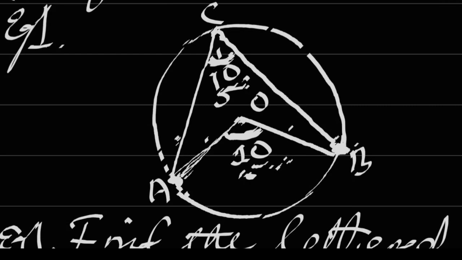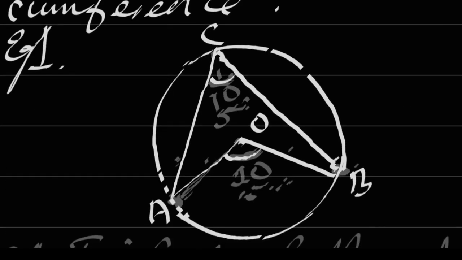Okay, let's get it clear. If this is angle at center, if this angle is, let's say, 20, then this angle at circumference will be 10, because the theorem said angle at center is twice angle at circumference. So you can see this 20 is twice this angle 10.